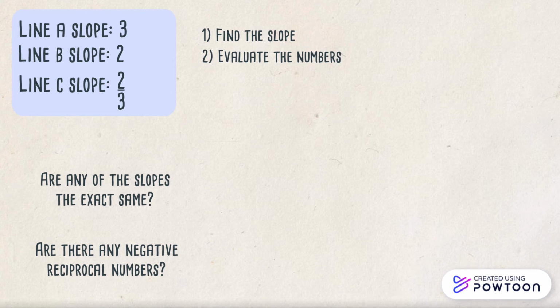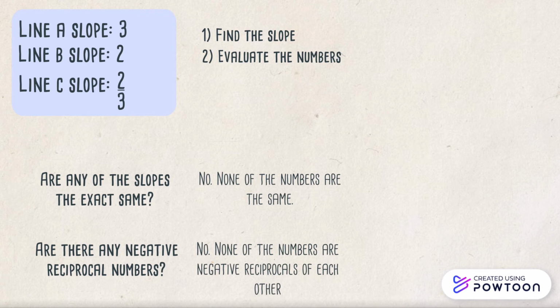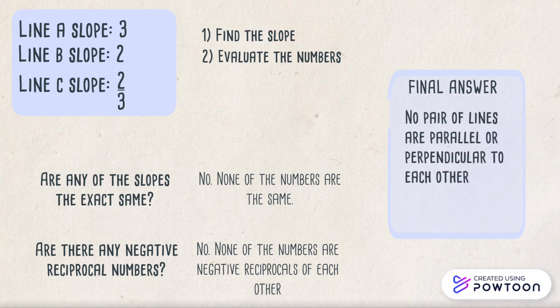The answer to the first one is no. None of the numbers are the same. 3, 2, and 2/3 are very different numbers. For the second question, it is also no, because none of the numbers are negative reciprocals of each other. Therefore, our final answer is no pair of lines are parallel or perpendicular to each other.